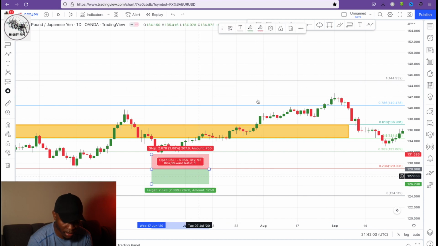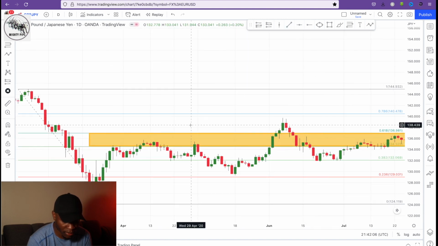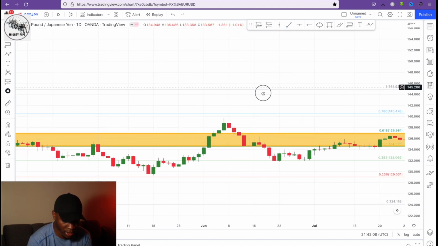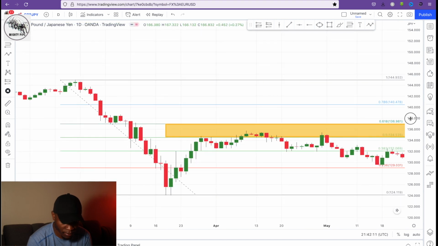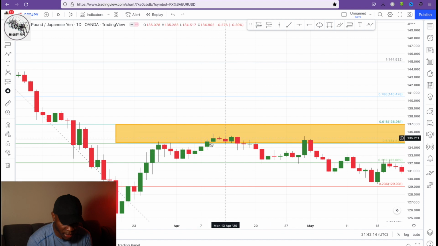Let's just delete this. I wanted to zoom in on that area so that you guys can see exactly what I mean. Okay, this here is a morning star formation. I mean an evening star formation. Forgive me guys. This is an evening star formation here.